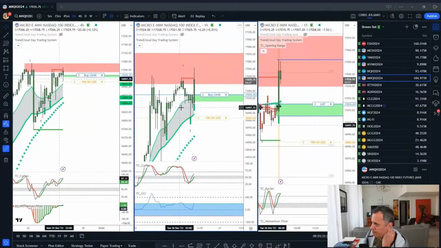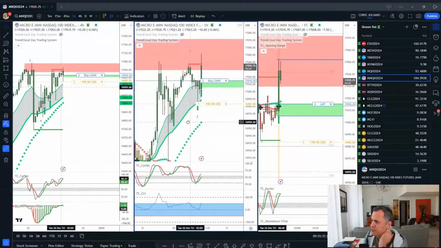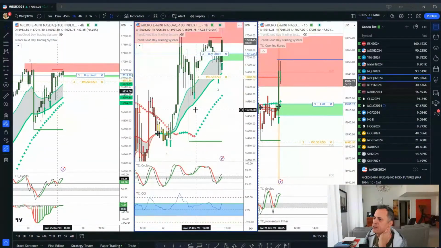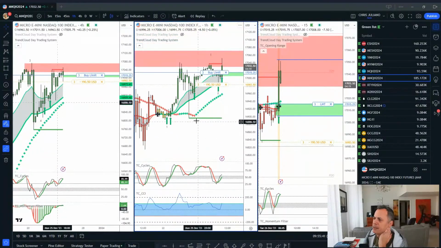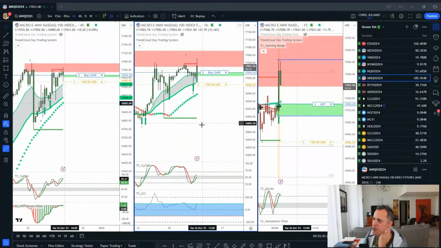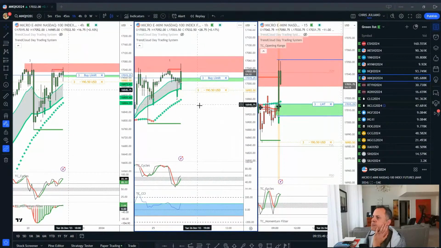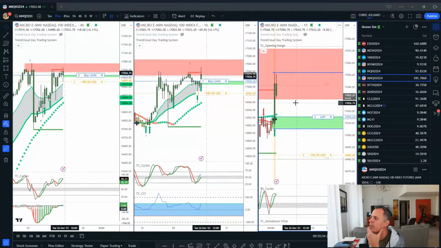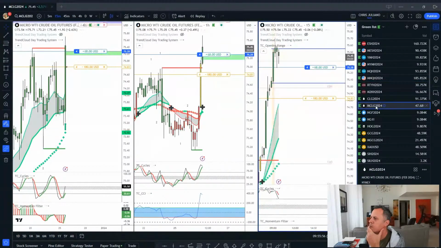Now, look at the double top that's formed here. But my goodness, in order to take this as a double top, this would have to come all the way down here and break through this. Right? So, not really sure. Let's check on crude oil.